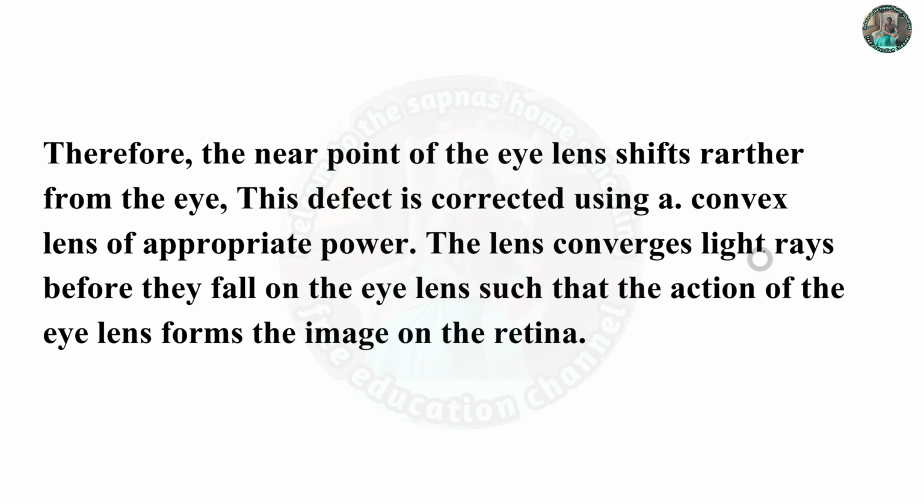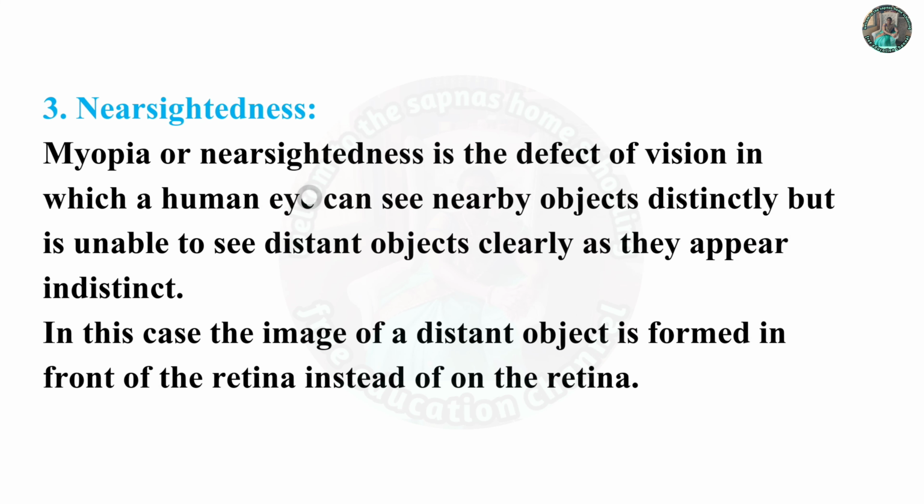The lens converges light rays before they fall on the eye lens such that the action of the eye lens forms the image on the retina.